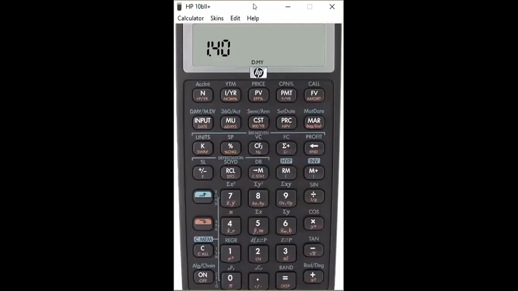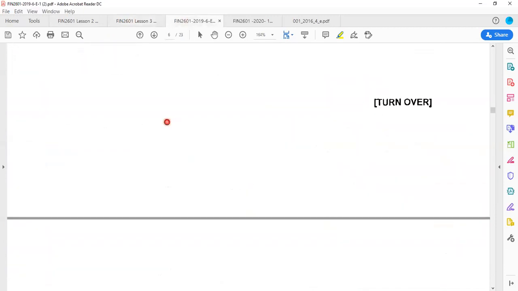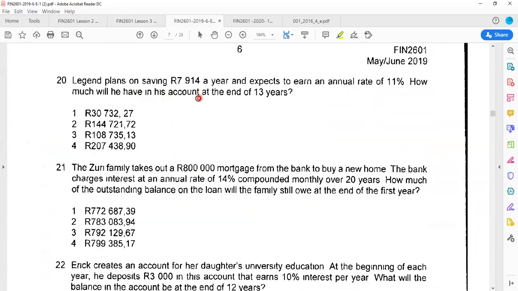And then we want to calculate the PMT. Again, we take our financial calculator. Always clear your calculator, make sure it's on 1 PYR. That's very important, right? Always make sure your calculator is on 1 PYR. Then we say 8 times 12. This is N. 68,130 is FV. 6 divided by 12 is interest. And then PMT is 554.68. Okay. So that would be option 1, right? And then question 20. Question 20 is what we call an ordinary annuity, right? Because this money is being saved at the end.